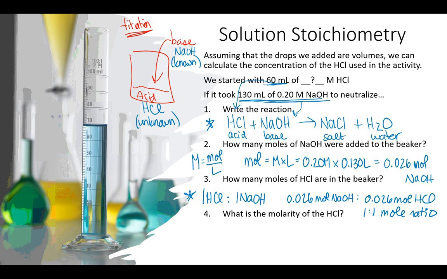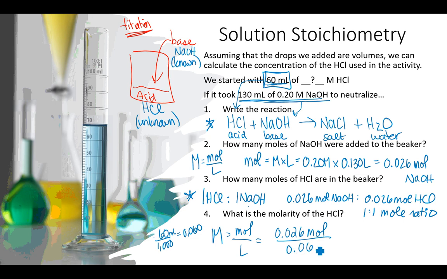All right, and then let's figure out what the molarity of the HCl is. Well, molarity is moles per liter. The moles of the HCl, we just said, is 0.026 moles. And then the volume of the HCl, let's go back up here, is 60 milliliters. And remember, we have to convert that volume from milliliters into liters. That's an important step to remember. So that's 0.06 liters. So we have 0.026 divided by 0.06, and it looks like our molarity is 0.43 molar.